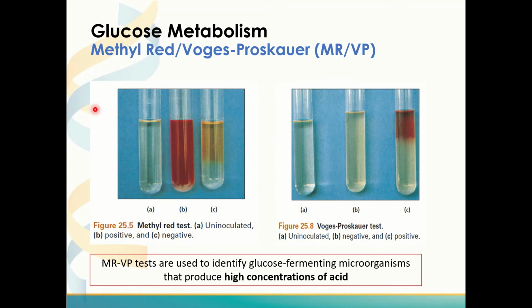The MRVP tests are used to determine the ability of microorganisms to degrade and ferment carbohydrates with the production of acid and gas. The pH indicator methyl red has been found to be suitable to measure the concentration of hydrogen ions between pH 4.4, which is indicated by red color, and 6.0 with yellow color. Whereas in the VP test, glucose fermentation is indicated by the formation of a pinkish red-colored product.